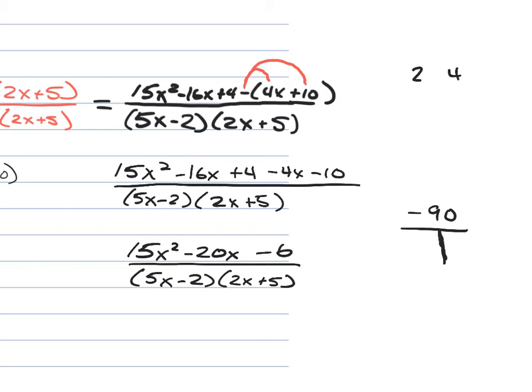Like 2 and 45, 3 and 30, 4 and 45, 20. That's not going to work. 5 and 18. 6, 7, 8, 9, and 10. Are any of these going to add up to negative 20? So 9 and 10, no. 18 and 5, no combination of those. 3 and 30, no. It doesn't look like any of these are going to be the factors we need.